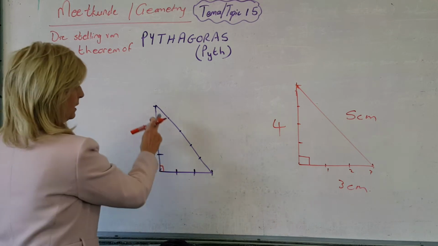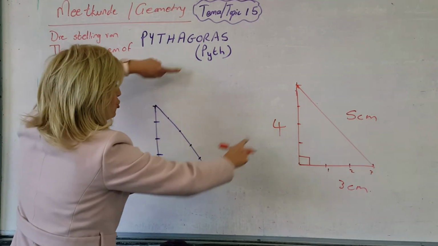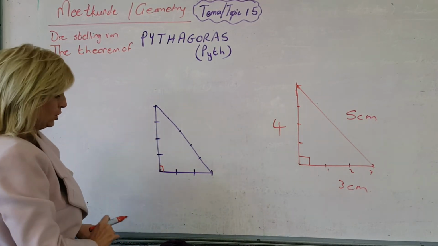Die stelling gaan oor die vierkant. Nou waar is die vierkant? Teken vir my 'n vierkant. Draw me a square on that hypotenuse side. How will you draw a square?